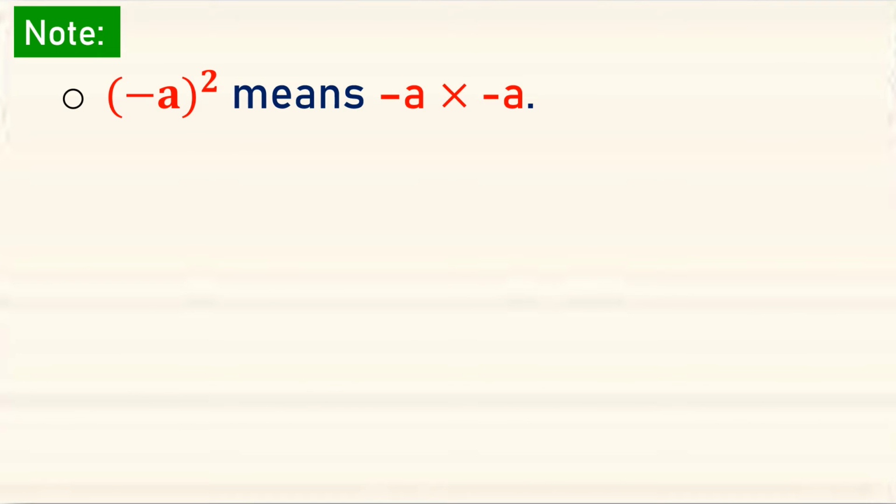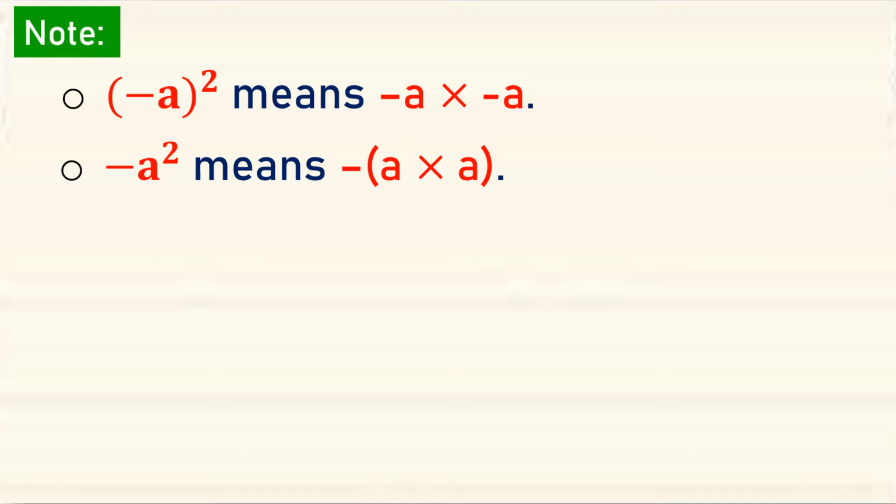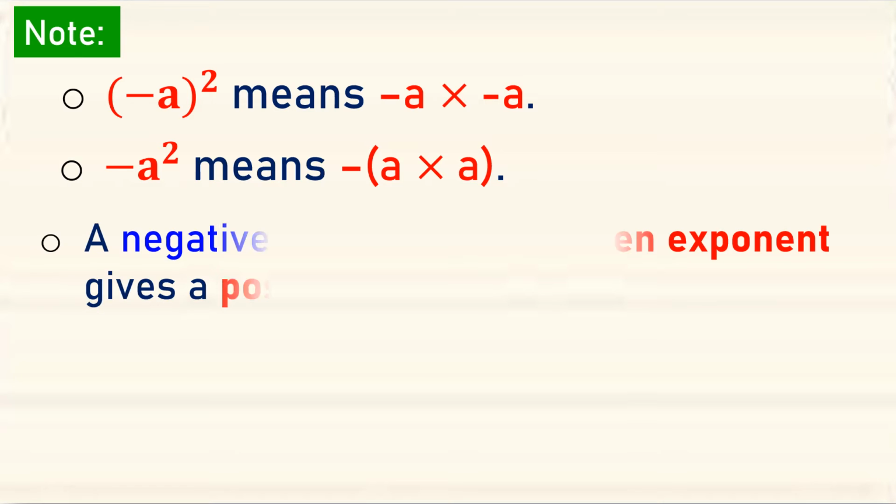Note that if we have open and close parentheses with negative a inside, negative a squared means negative a times negative a, and the result is positive. But if there are no open and close parentheses, and we have negative a squared, it means that the negative is outside, then multiply a times a. So always, if we have this one, it is negative.